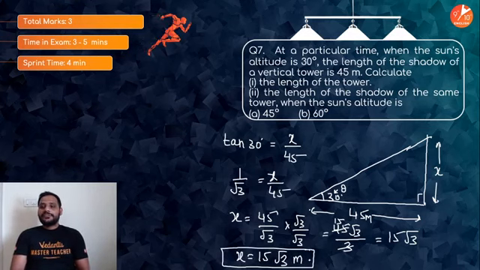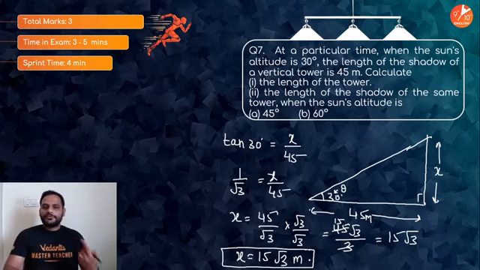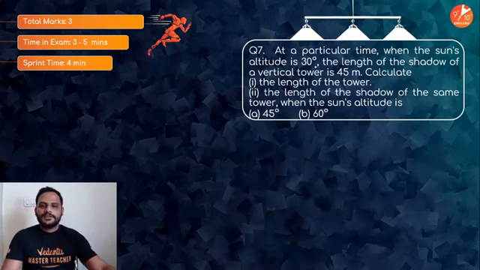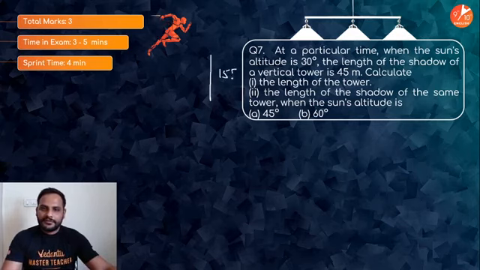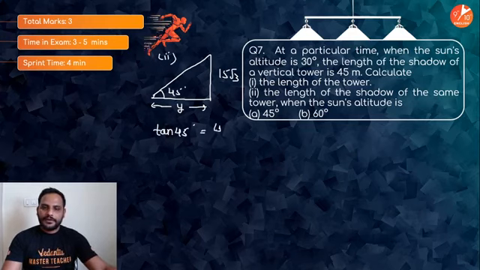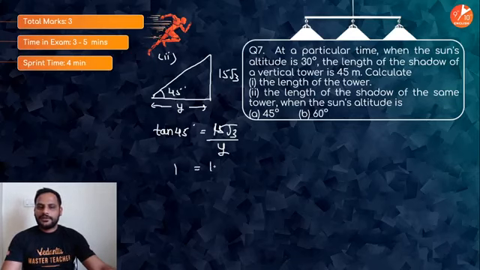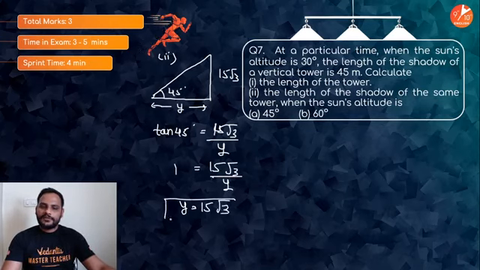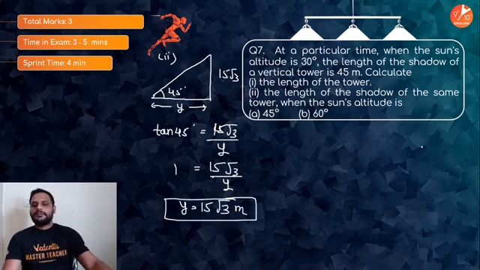Second part, the length of the shadow of the same tower when the sun's altitude is 45 degrees and 60 degrees. So this time they are saying that the tower is the same. That means this is 15 root 3. But this time the sun's elevation has changed. In one case, it is 45 degrees. The length of the shadow, let's say, is equal to y. So tan 45 degrees will be equal to perpendicular 15 root 3 by base, which is y, the length of the shadow. Tan 45 is 1, equal to 15 root 3 by y. So in this case, when 45 degrees, the length of the shadow will be the same as the height of the tower.